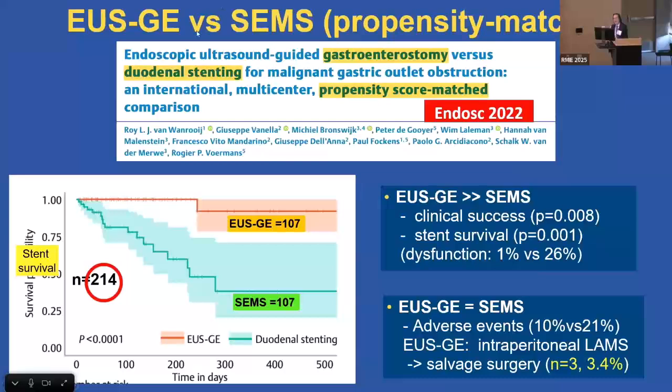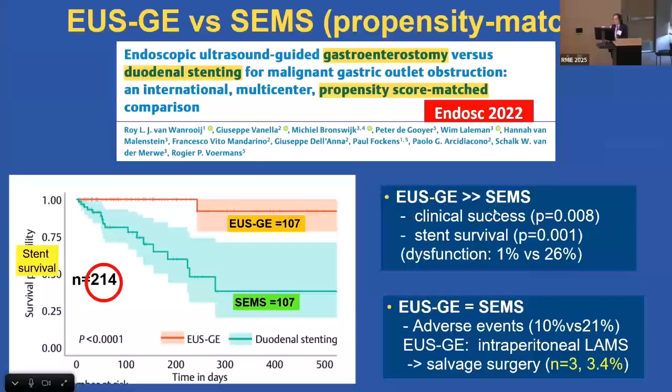So now we have studies that have compared an EUS gastroenterostomy versus a duodenal SEMS. And we have this study from 2012, propensity matched. This was a multi-center trial from Europe showing that there was significantly higher stent survival in those patients who underwent the LAMS placement.